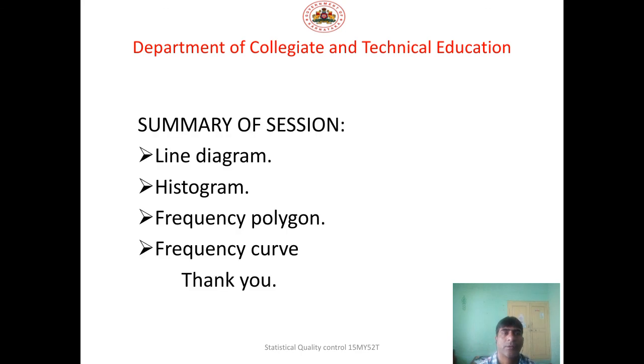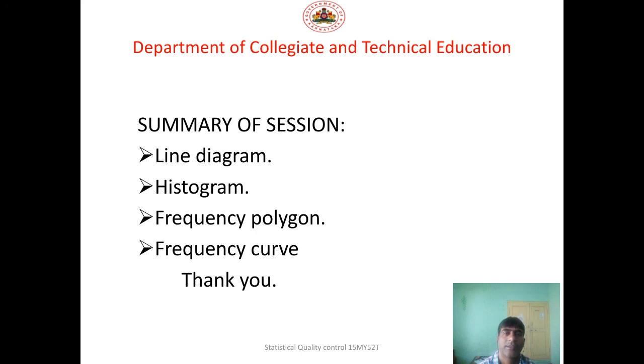So with this we will summarize the session. In this session we have studied all the types of frequency graphs: the line diagram, the histogram, frequency polygon and frequency curve. In the line diagram, we are drawing straight lines, and the height will be equal to the frequency of that class. In the histogram, we are drawing rectangular blocks. The height of the rectangular blocks will be equal to the frequency of that class.